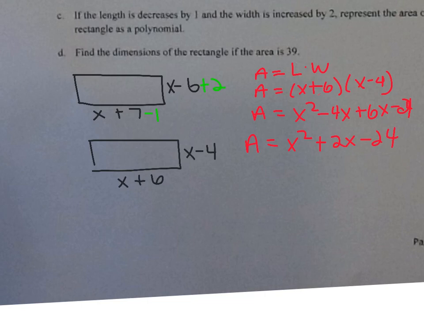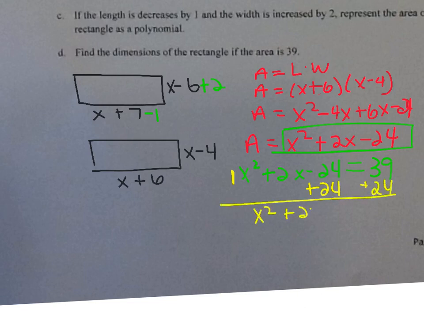Now it says find the dimensions if the area is 39. Now remember, this is my area. So my area is equal to 39. So x squared plus 2x minus 24, your area has to equal 39. All right, so what I'm going to do is complete the square because I noticed that the number in front of my x squared is a 1 and my middle term is even. So I'm going to add 24 to get it in the right form and then start completing the square. So 39 plus 24 is 63.